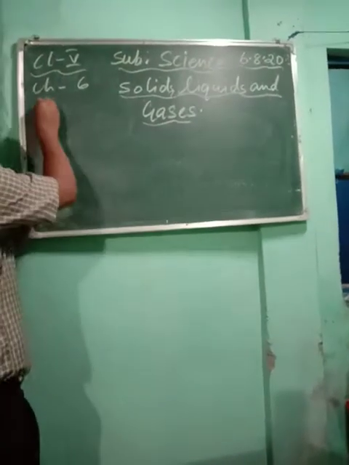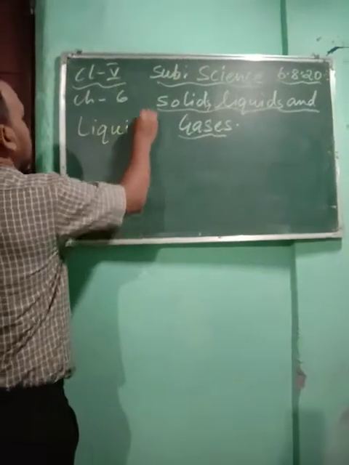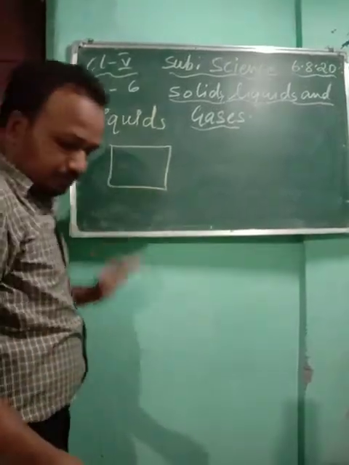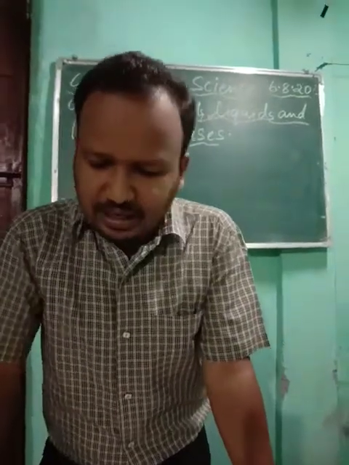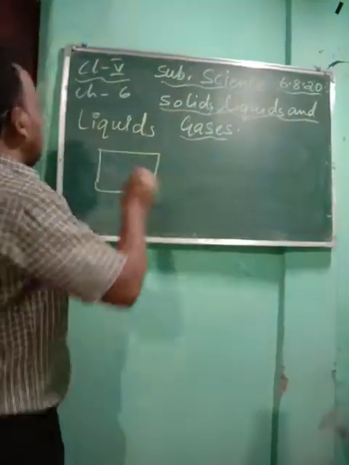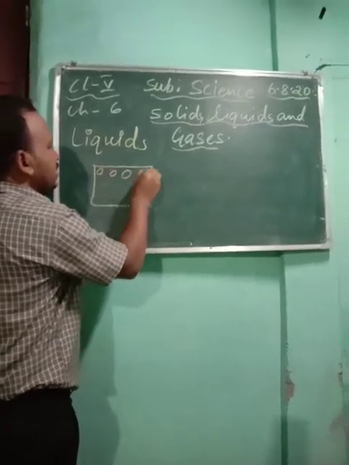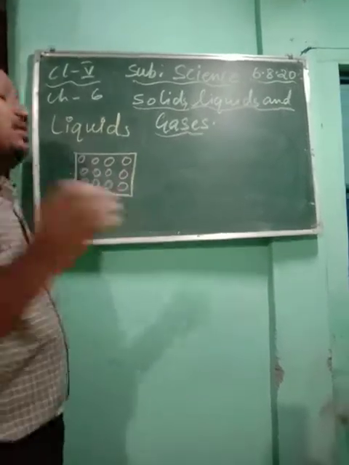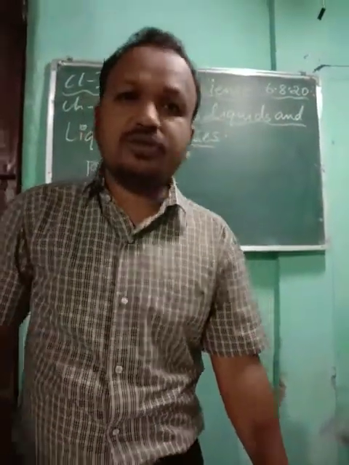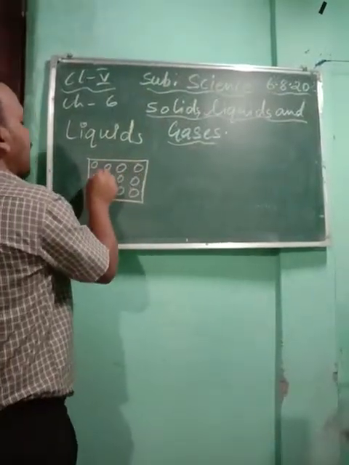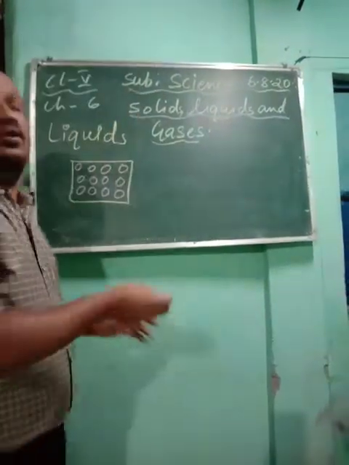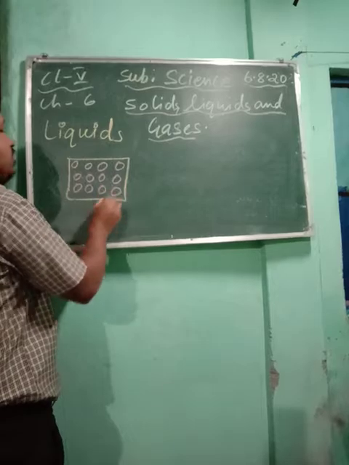Let's see about the liquid. Now we are going to see in liquids what is the condition of the molecules. Now you see in liquids, the molecules are loosely packed. They are not tightly packed like a solid. They are loosely packed, so they can move. The molecules can move easily from one place to another.